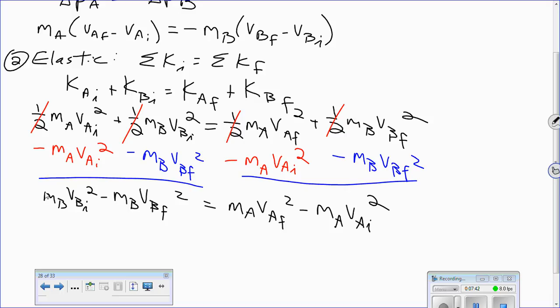This is why I don't usually do derivations. I just say, here's what the equation is. This one I felt like was important enough.